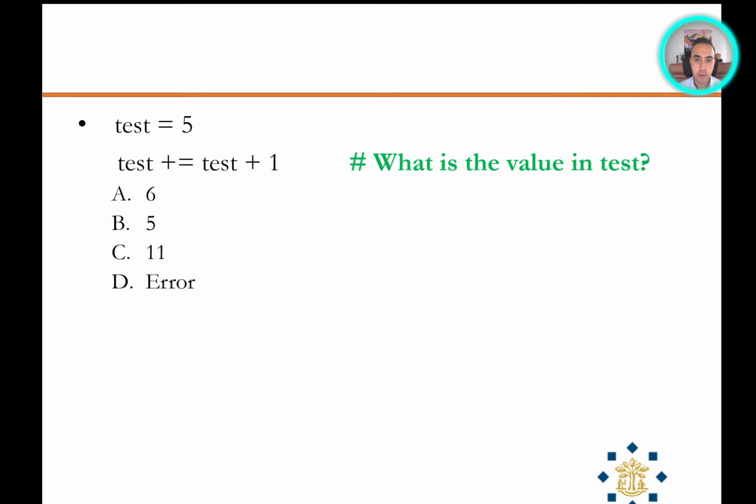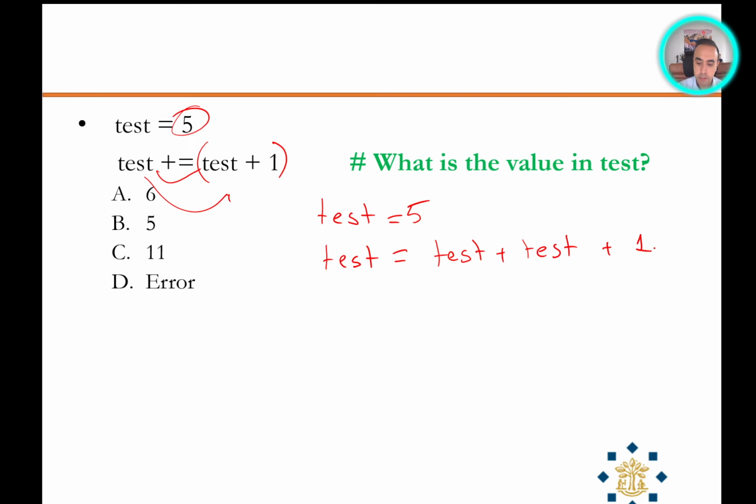Okay. So what is the value stored in test? So we have test equals 5. And then there is an increment operation, test plus 1. This is again a bit tricky. I suggest you write the entire thing out. So you have test equals 5. And then test equals, so let's drop this down, test plus test plus 1.